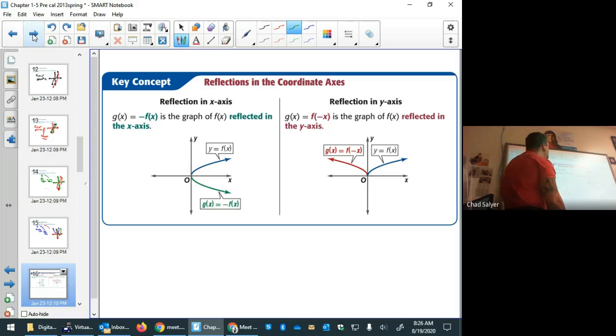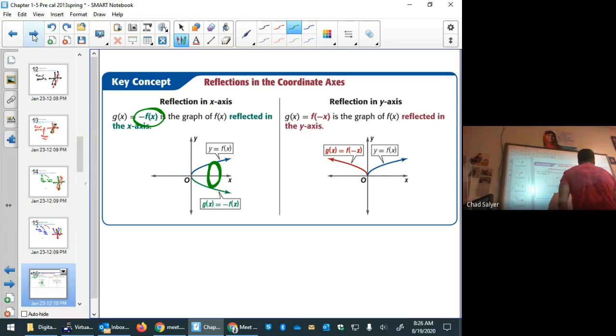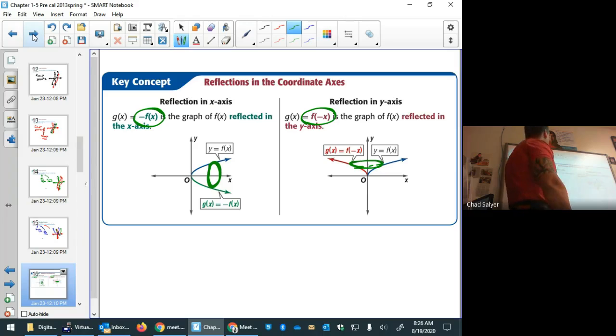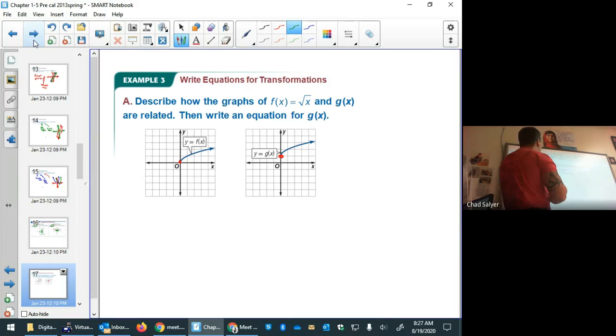Okay, so reflections in the coordinate axes. If I multiply the output by -1, it's going to reflect over the x-axis, as you see here. So reflection over the x-axis is when you multiply the output by -1. Now, if I multiply the input by -1, that's going to reflect us around the y-axis. So reflection in the x-axis occurs when I multiply the output by -1, and reflection in the y-axis occurs when I multiply the input by -1.